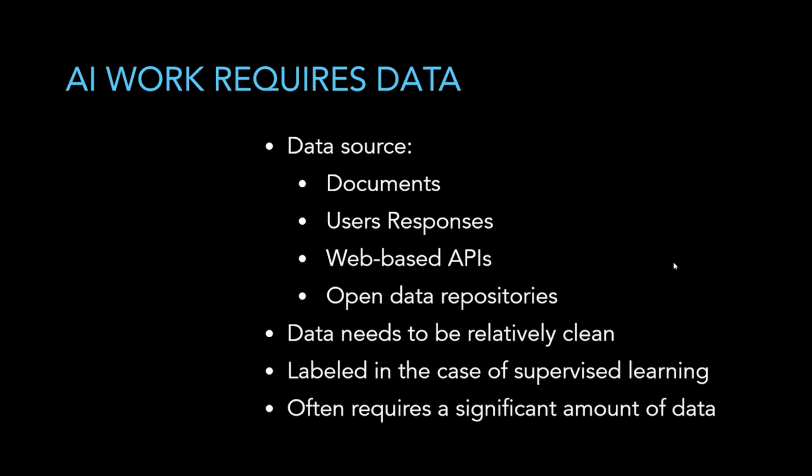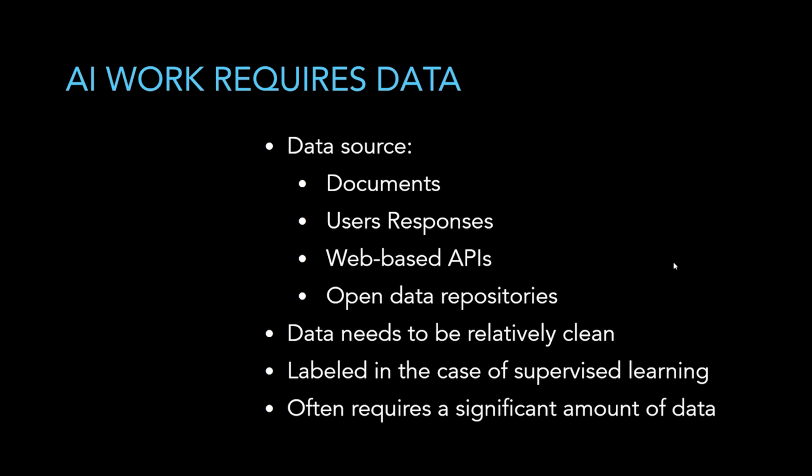So an obvious requirement of any form of artificial intelligence or other computational research is data. And this data can come from, obviously, a variety of different sources. So this could come from documents, and we saw this when we tried to do topic modeling on our obituaries from the New York Times, as we did last week. It could perhaps come from user responses. So if you've collected user survey data, you can use that as data for your artificial intelligence work. You can also obviously get data from web-based APIs or application programming interfaces.